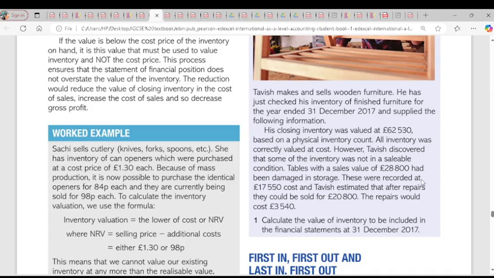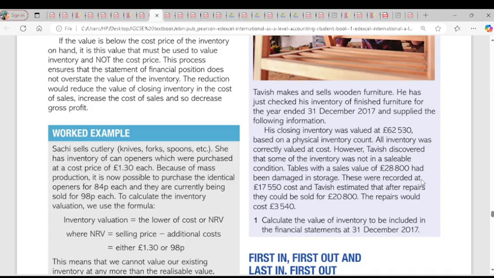Yes. So first, we have our closing inventory of 62,530. Then we calculate the valuation for the damaged inventory. The value is the lower of cost and the NRV. The selling price is 20,800, minus the cost of repairing the damaged goods, 3,500. You take it away, and that gives us 17,300. So what is inventory as at the end of 31st December 2017? The value you have, 62,530, plus 17,270 for the damaged one. Now you can sell them, it's sellable.